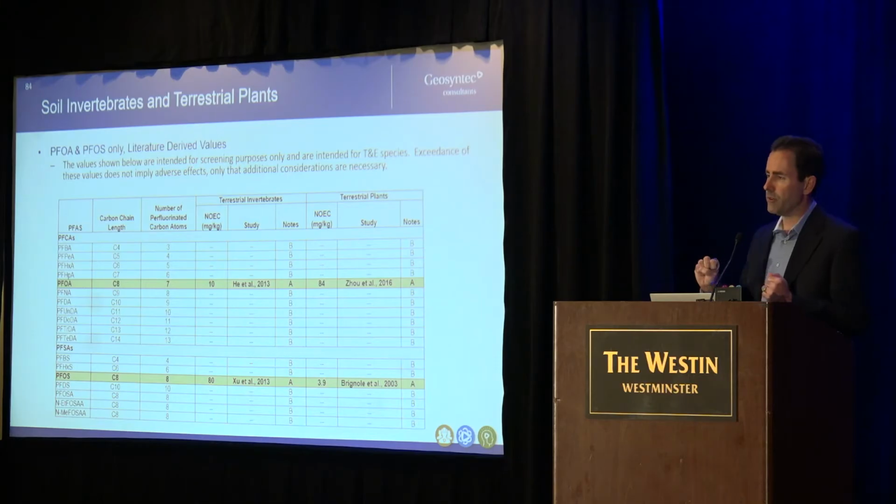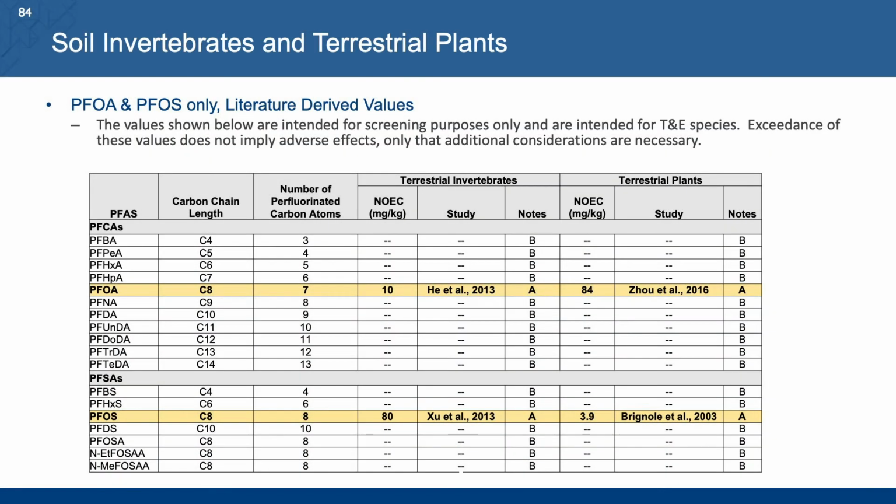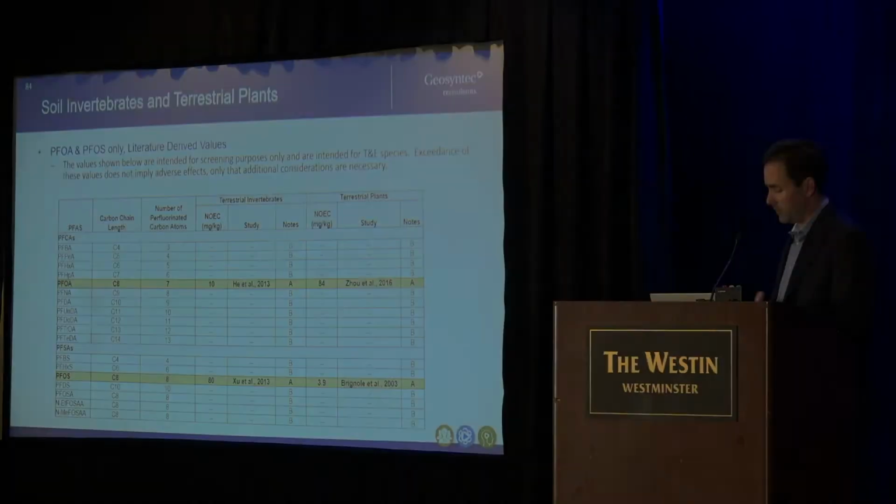So soil invertebrates and terrestrial plants, thinking about the earthworms and the plant effects. Again, good news for the plants and earthworms, they're relatively insensitive. It takes milligram per kilogram levels, as you can see here, to really get above into some sort of effect level. We had some really good data for PFOA and PFOS where we could develop values. There's a lot of data that's lacking on effect values out there, though. Most of what we know is coming from PFOA and PFOS.